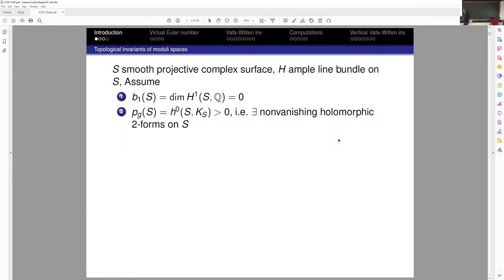So we want to look at, want to compute and study topological invariants of moduli spaces. So let S be a smooth projective complex surface, H an ample line bundle on the surface. We assume that the first Betti number of S is zero, and the geometric genus is bigger than zero, that means there exists a non-vanishing holomorphic two-form on S.